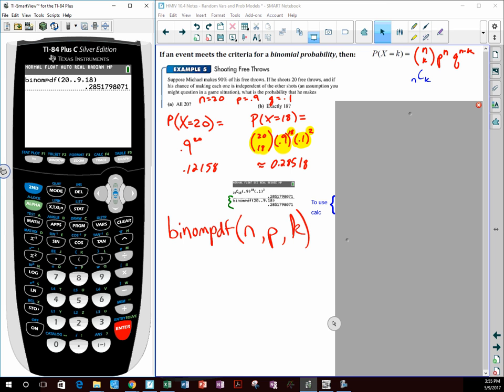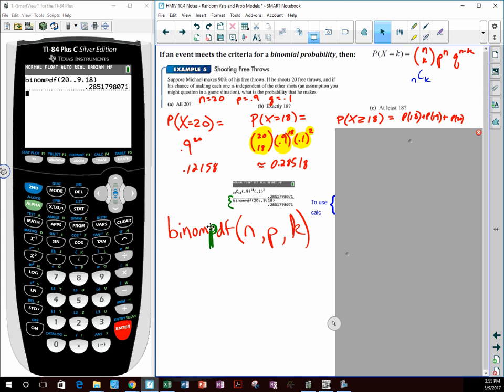Okay, now I guess I will point this out right away. The reason why we use the PDF here is that we want to use the PDF when we are finding an exact number of successes. So the fact that it said exactly 18 meant that we wanted to use binomial PDF. The PDF stands for probability distribution function. We'll use the CDF when we want to add probabilities together, or the cumulative probabilities. That's what the C stands for. We'll get to that one in a second here.